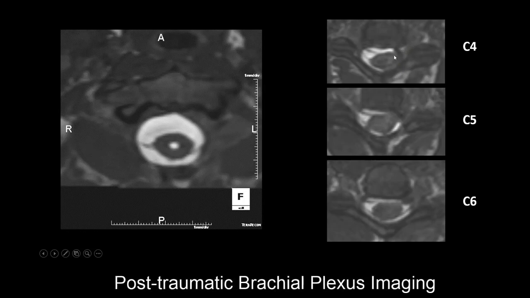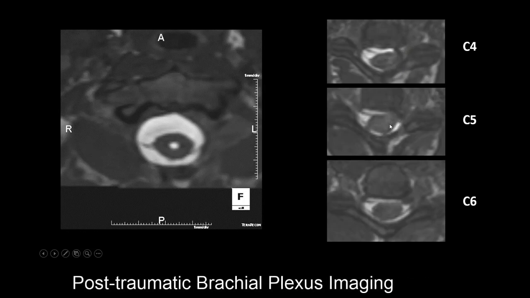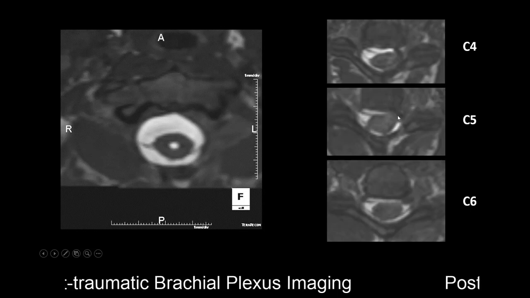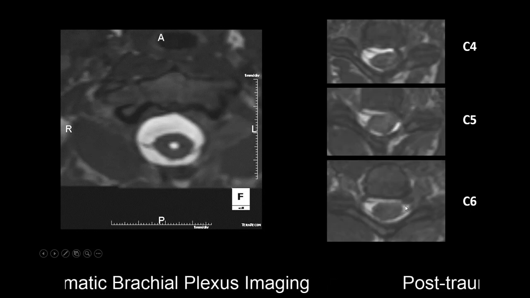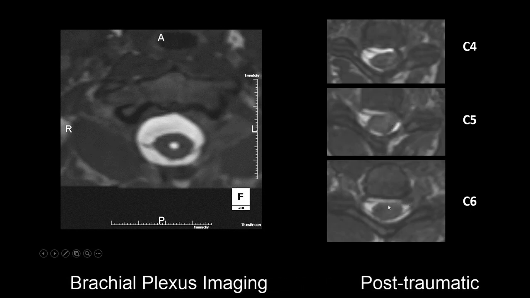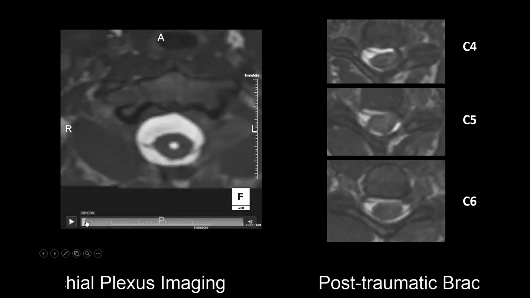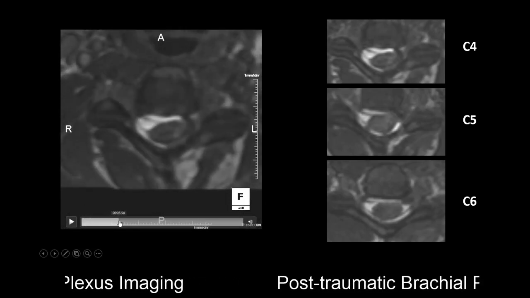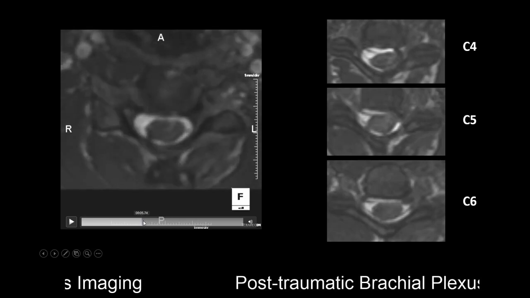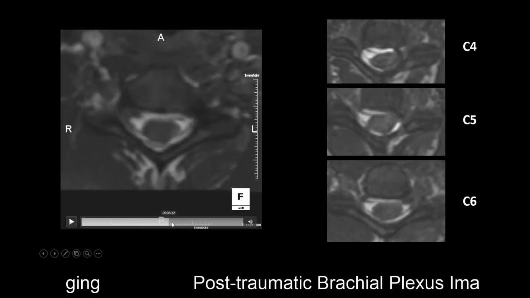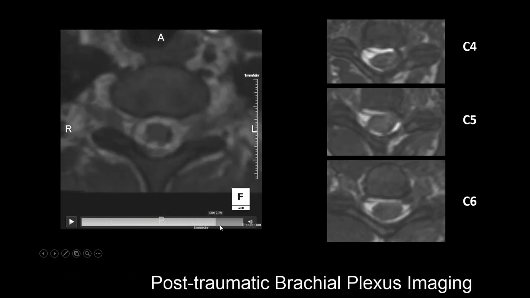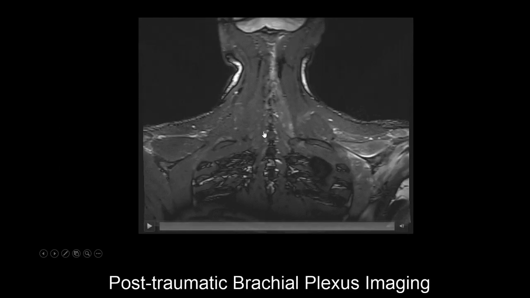You see this effacement, the cord's pulled over. At C5, similar findings, can't really tell if the preganglionic segment's intact, and at C6, the ventral rootlet looks injured. And just going through here on the video, you can see what we're seeing on these still images right there. So examples of preganglionic injuries in the absence of a pseudomeningocele.